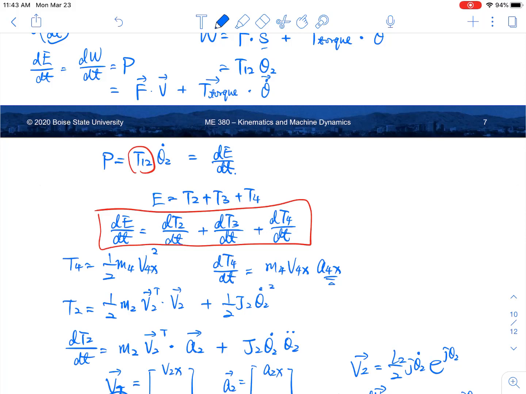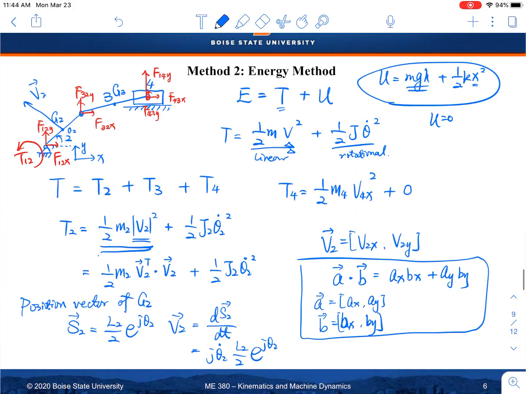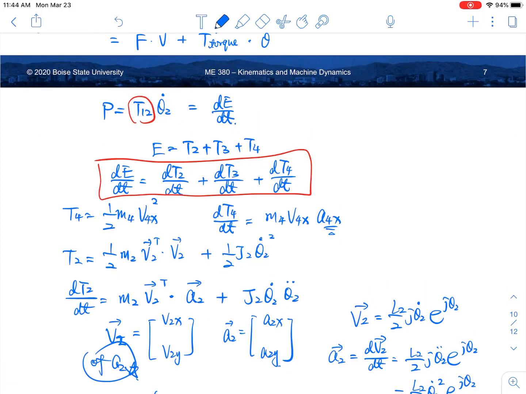But the drawback is you're losing all the intermediate force information. You're not able to get the reaction force at each joint. You can only get the external forces, in this case the torque. Okay?